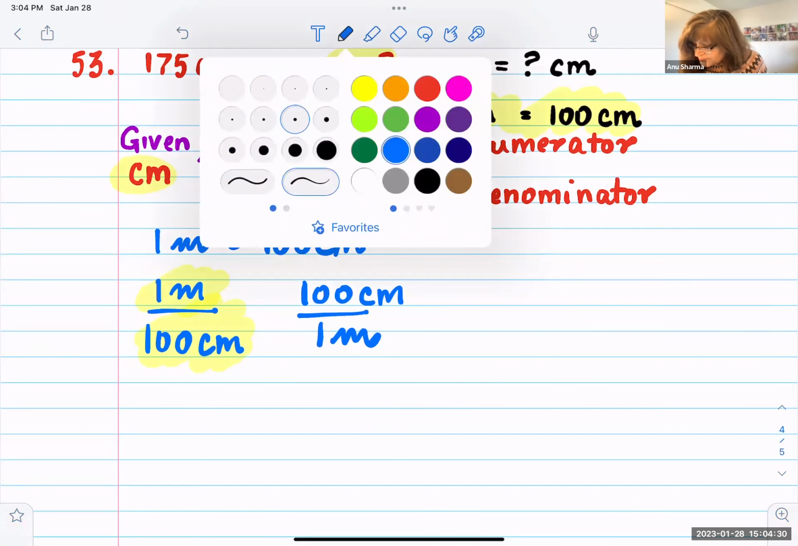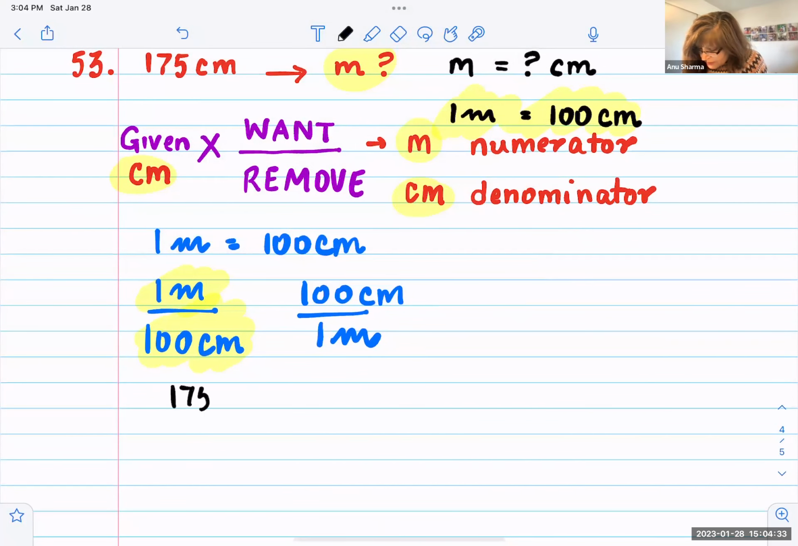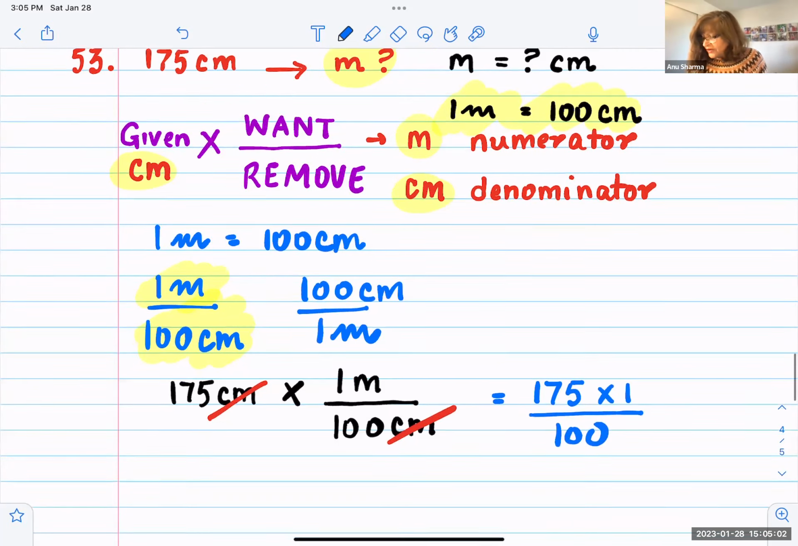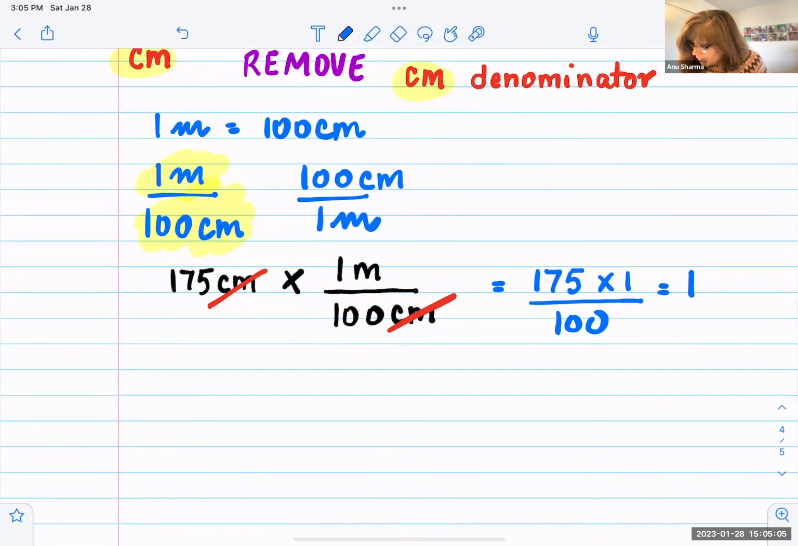So now you write down here 175 centimeters, that is given to us. Multiply that by the conversion factor that places the meters in the numerator and the centimeters in the denominator, so that the centimeters can cancel out. We see that this centimeter and this centimeter cancel out, and now you are left with 175 times 1 divided by 100. This gives us the answer 1.75. Always leave the units: 1.75 meters.